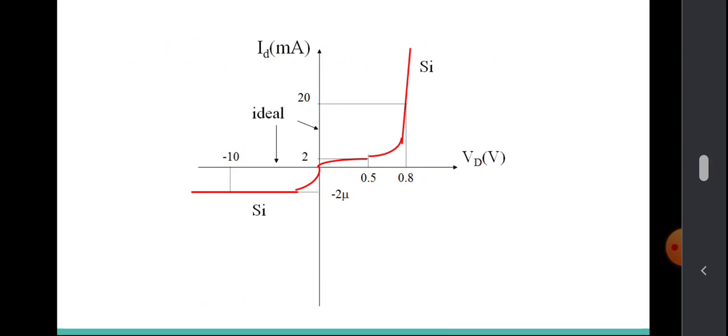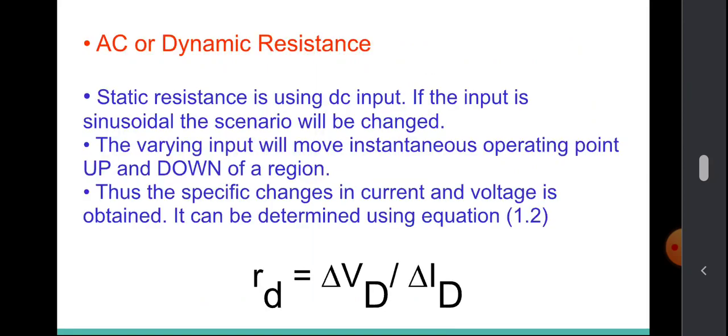Okay, so this is the graph of the table that is presented. The red line indicates the data of the silicon. So when the voltage in the silicon diode is 0.8, the current is 20 milliamp. And when the voltage in the silicon diode is -10, the current is -2 microampere.